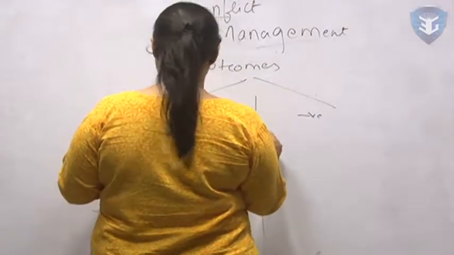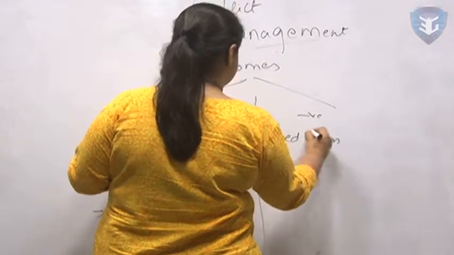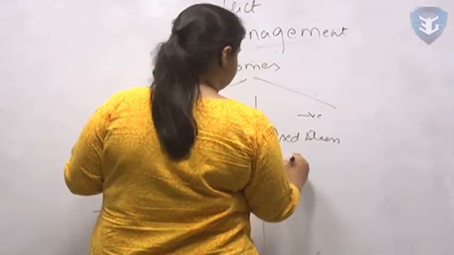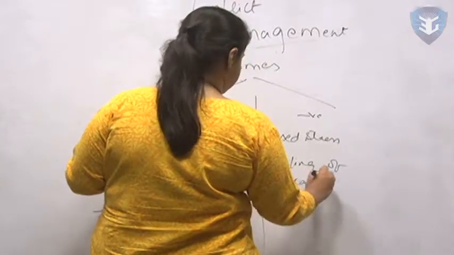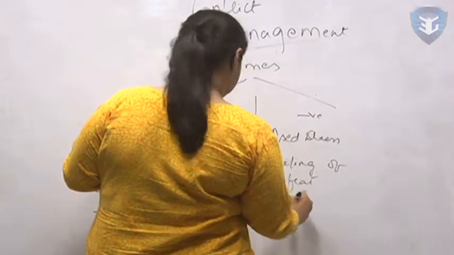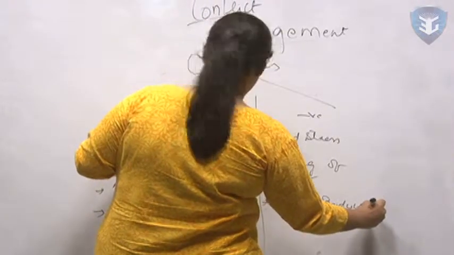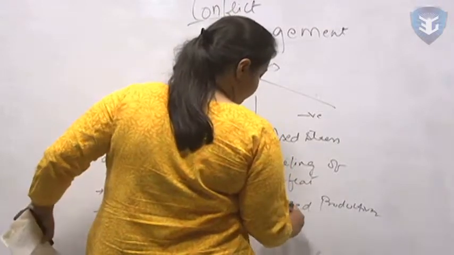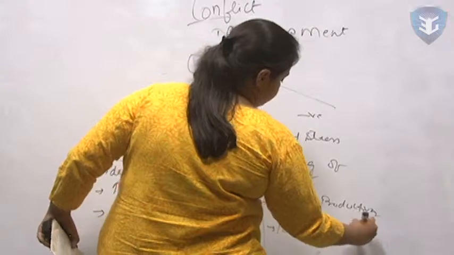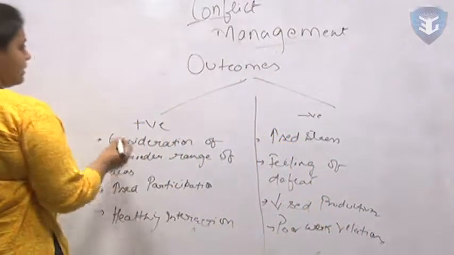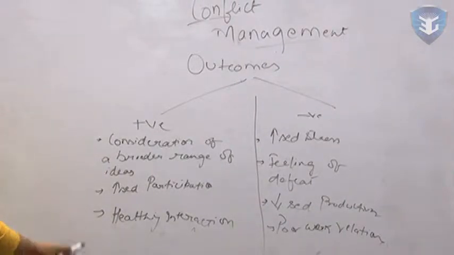And we can say that it is negative when there is a much increased level of stress. Secondly, there is a feeling of defeat among the parties. Third, decreased productivity, and poor work relations. So here is how we can identify whether the outcome of a conflict management was positive or negative.